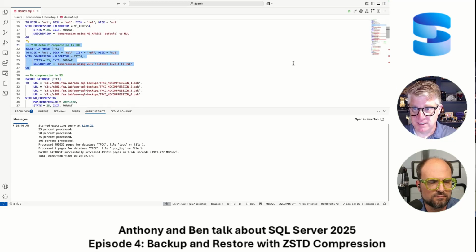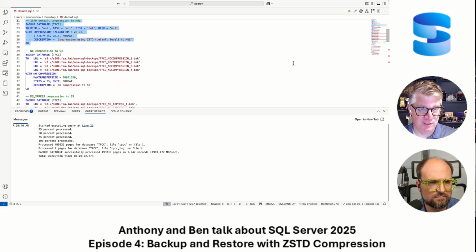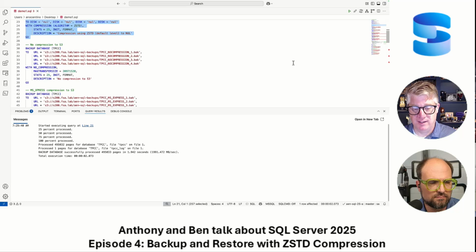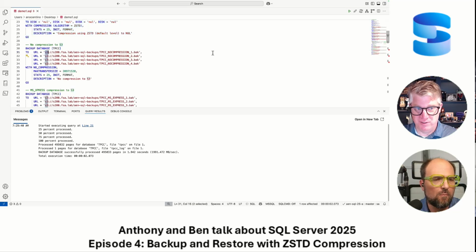Cool. So let's look at actually writing backups to a thing. Because backups are not exactly the best recovery strategy, but a good way to establish a baseline, right? Benchmark. So totally. So in SQL Server 2022, Ben, did you know that you could actually back up and restore from object over S3?